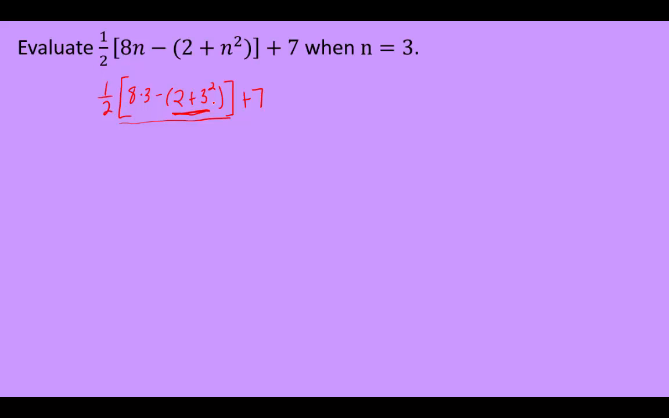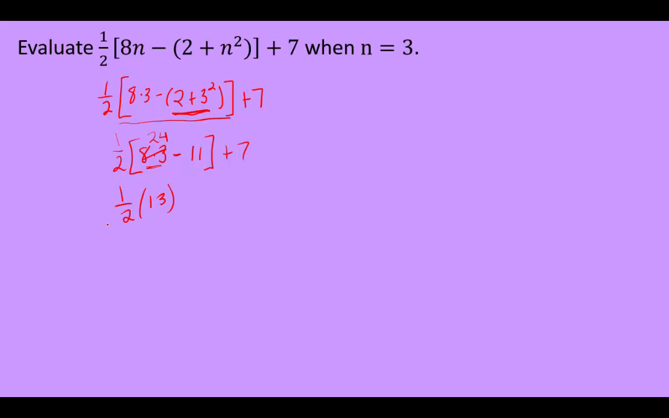So before we do anything else, we want to figure out what 2 plus 3 squared is, which 3 squared is 9, plus 2 is 11. So this is 11. And we got rid of a set of parentheses. Now the brackets are what's taking our attention. So we need to do 8 times 3, which is 24. And then finish the brackets by doing 24 minus 11, which is 13.